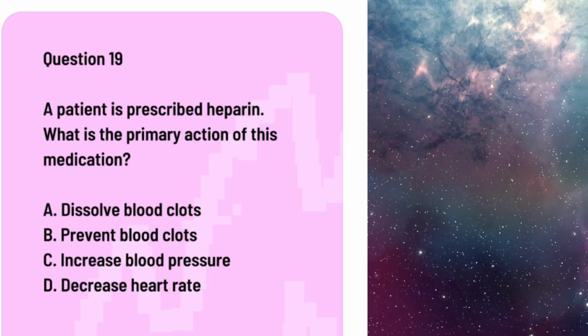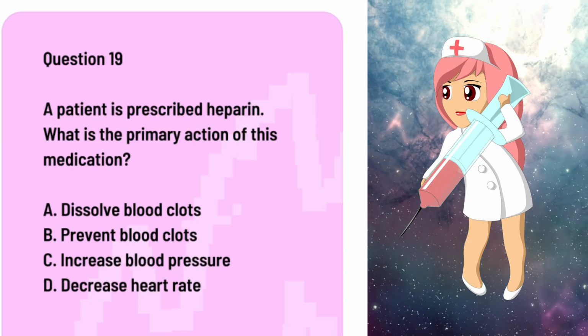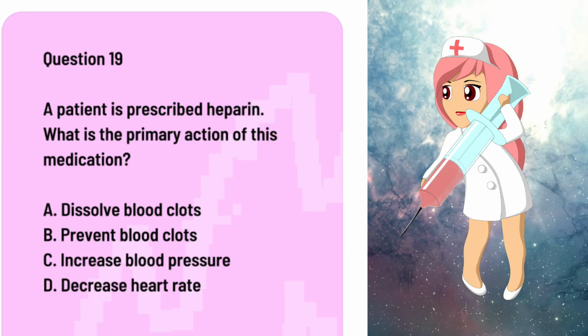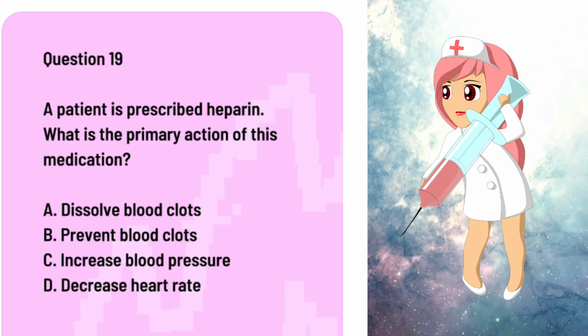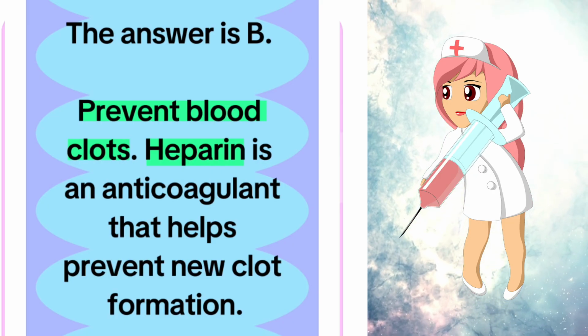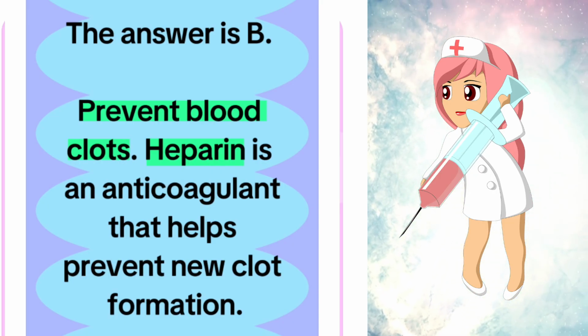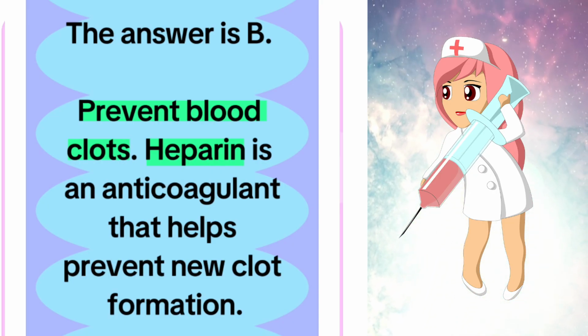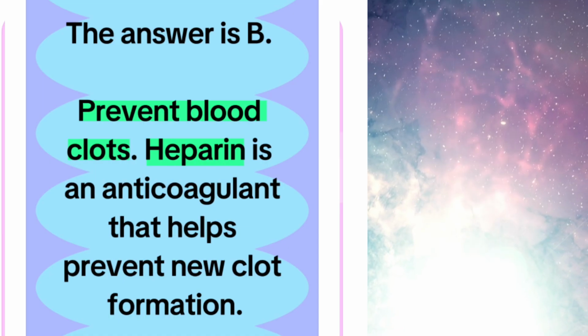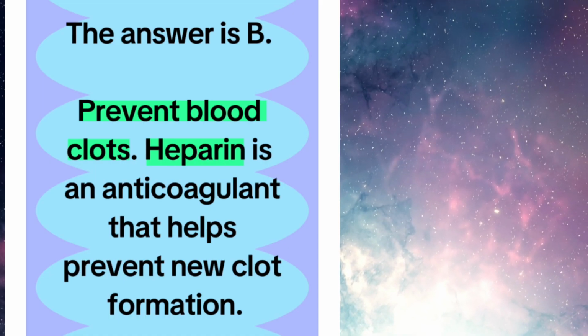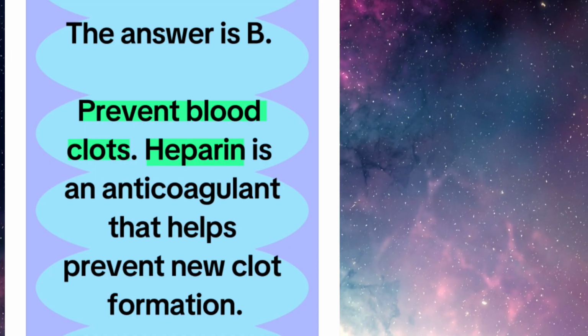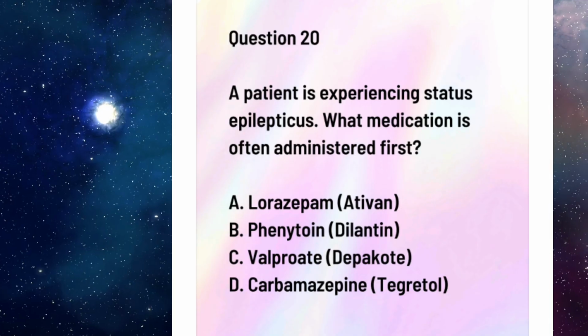Question 19. A patient is prescribed heparin. What is the primary action of this medication? A, dissolve blood clots. B, prevent blood clots. C, increase blood pressure. D, decrease heart rate. B, prevent blood clots. Heparin is an anticoagulant that helps prevent new clot formation.